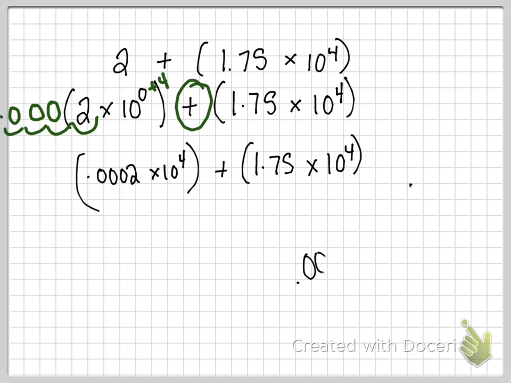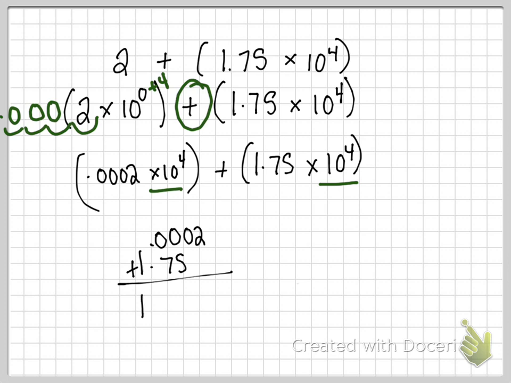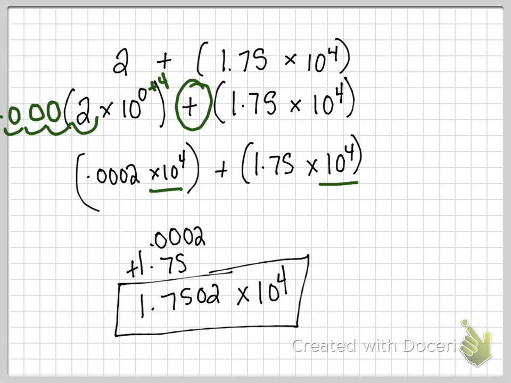Let's finish this one. Okay, now we've got our exponents the same, so we can do the addition. 0.0002 plus 1.75 gives us 1.7502 times 10 to the 4th. Is this in scientific notation? Yes. Bigger than 1, less than 10.